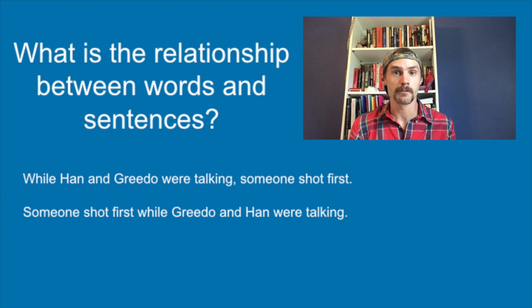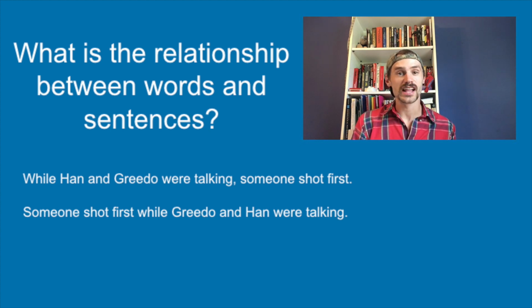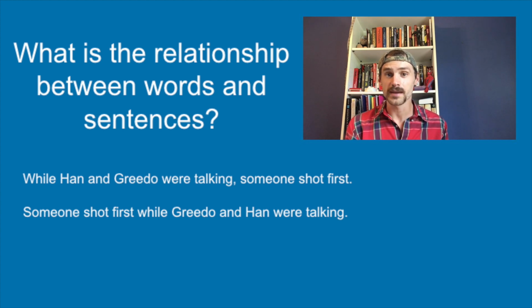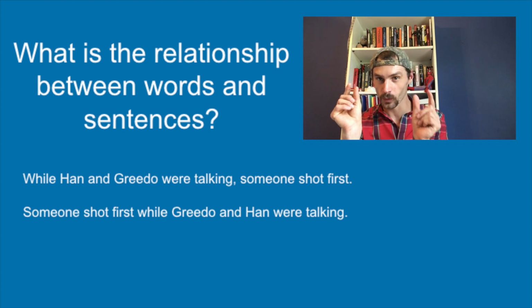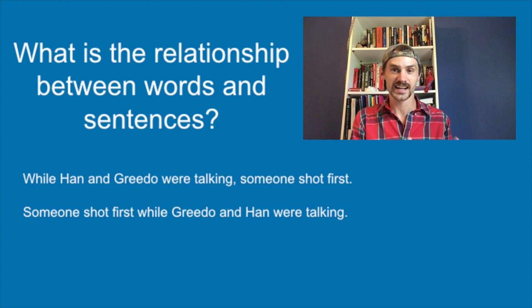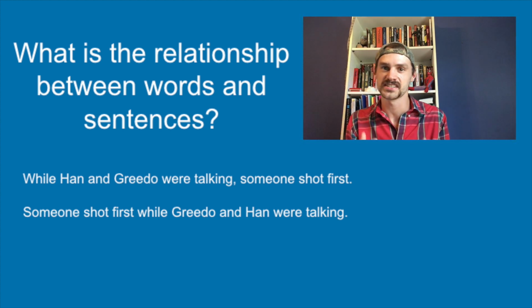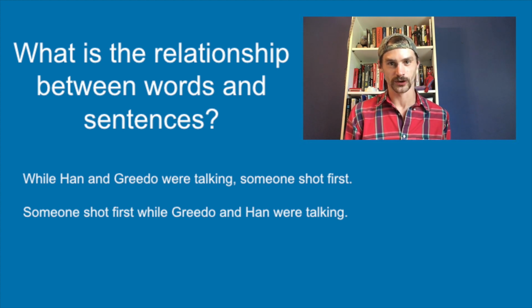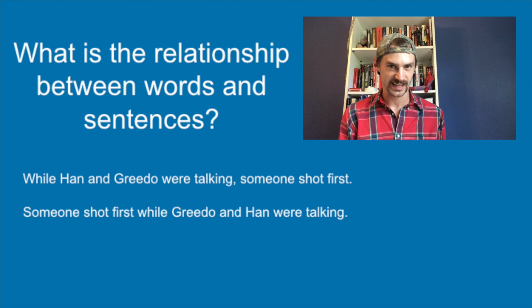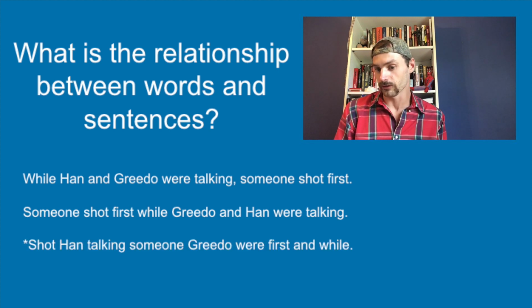Now, we know that sentences are made up of words, but how do we decide what order to put those words in when we're forming our sentences? Well, the rules of grammar actually allow us some leeway. Here I used all the same words in 2 different sentences. I just rearranged the words, but the sentences still mean the same thing. We can take whole phrases and move them around, or we can actually take individual words and swap them. You can see that I changed Han and Greedo to Greedo and Han, and the sentence still means the same thing. But we're not completely unrestrained as far as word order, otherwise it would be grammatical to make sentences like this. Shot Han talking someone Greedo were first and while.